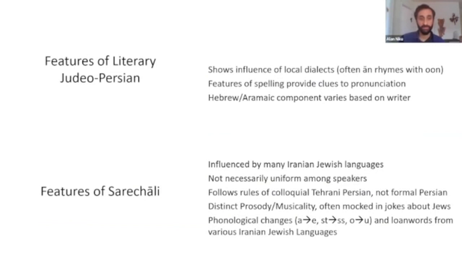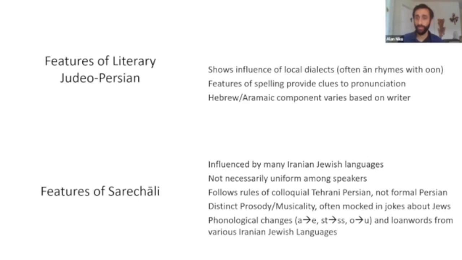Now, Judeo-Persian and colloquial Judeo-Persian. Let's look at that a little bit. What are some of those features? So literary Judeo-Persian, that written language, which we're going to look at some examples of in a little bit, shows the influence of local dialects. So just like in those Median ones we talked about, sometimes on rhymes with un. So you'll see in a couplet that's supposed to rhyme, in the Hebrew letters, one is spelled on and one is spelled un. And if you didn't know the way those are pronounced, you'd think this guy is really bad at rhyming. Somebody who doesn't know these dialects might read that poem and say, wait, this is bad. What they don't realize is that's the way it was pronounced.